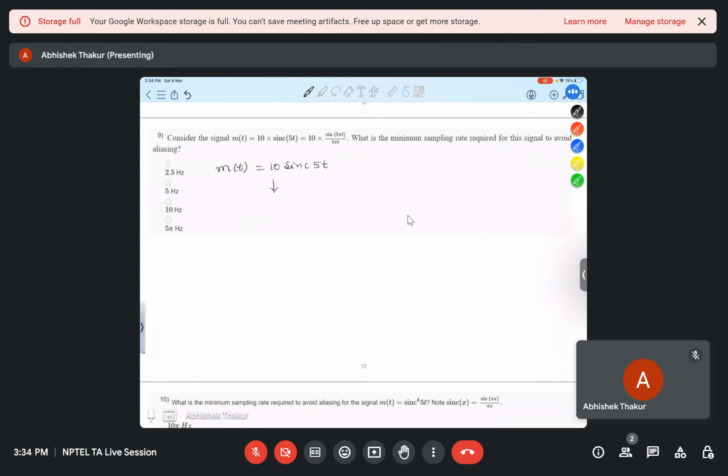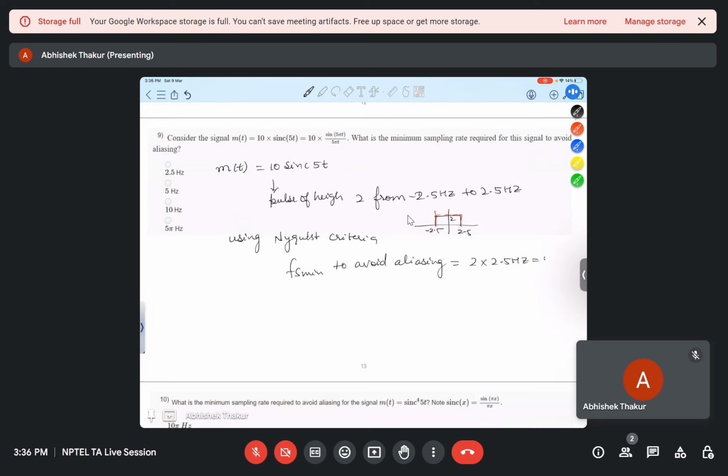So this spectrum consists of a pulse of height 2 from minus 2.5 hertz to 2.5 hertz. Hence, the minimum sampling frequency required to avoid distortion using the conventional low pass sampling Nyquist criterion is this. So the spectrum is minus 2.5 to 2.5 and this value is 2. So what is the minimum required? That is 5 hertz. So sampling frequency fs min to avoid aliasing is equal to 2 into 2.5 hertz, so that is equal to 5 hertz.